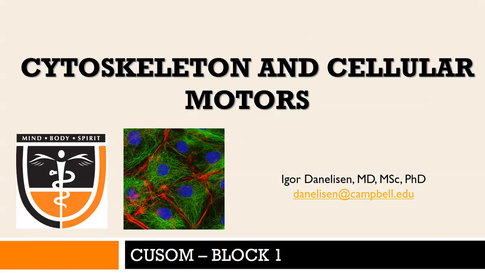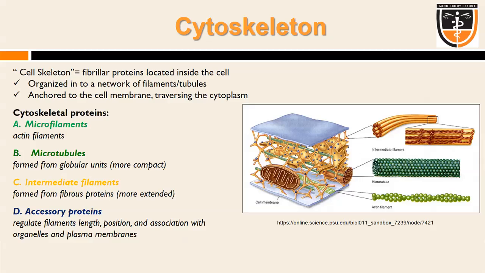So we're going to continue our lectures on cell biology, and the title of today's lecture will be the cytoskeleton and cellular motors. So we're going to discuss the structures that ensure the proper functioning of the cell and maintenance of the shape of the cell, and actually even changing of the shape of the cell through different physiological processes. So let's talk about a cytoskeleton. What's a cytoskeleton? Cytoskeleton is a skeleton of the cell.